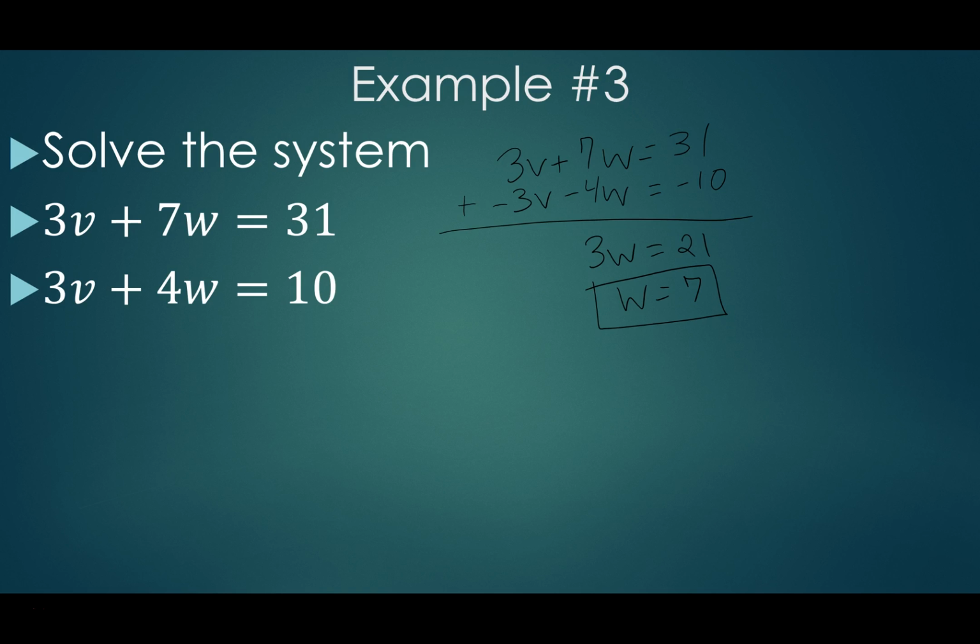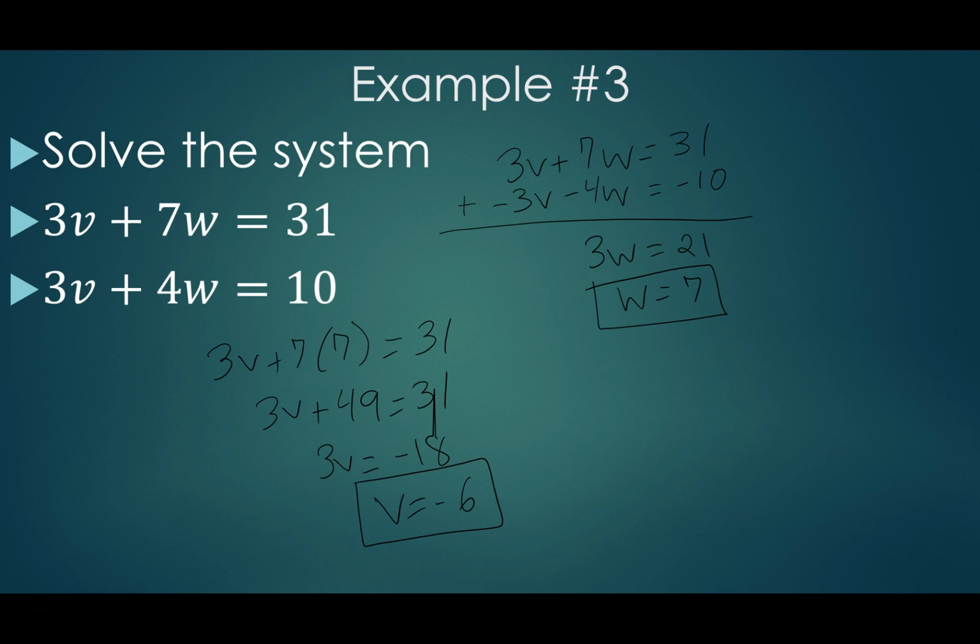And if we take that 7 and plug back into either equation, we'll just assume the top one. We get 3v plus 7 times 7 equals 31. So 3v plus 49 equals 31. 3v equals negative 18. So v is negative 6.